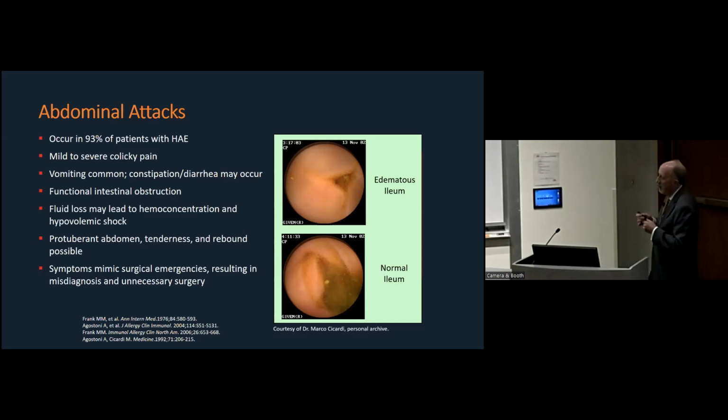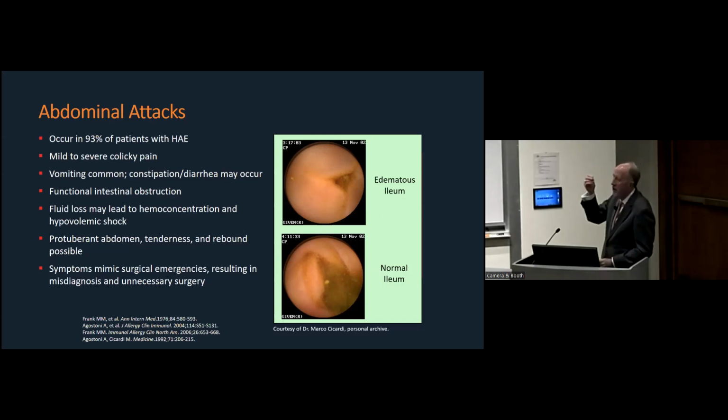What I want to show you here is actually a capsule camera picture. This is again from Marco Cicardi's group. Up here at the top is a patient that presented with an abdominal attack. And you can see the swollen mucosa. You can see that the lumen is blocked. If you look at the time here, this is 3:17 in the morning. These attacks always occur in the middle of the night, right? When you get the phone call.